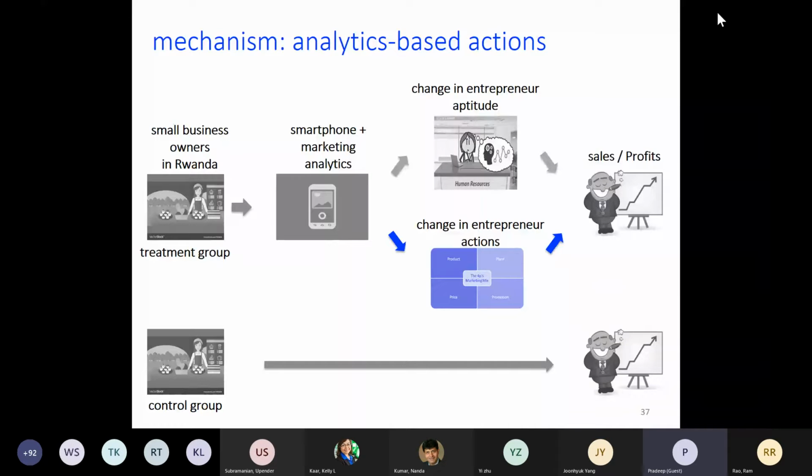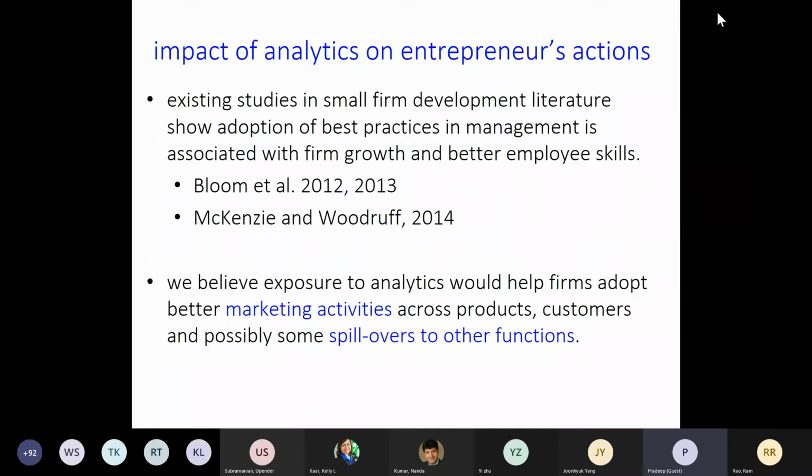Now, of course, that by itself is not enough, because unless that then gets translated into actions, it's not going to really help the entrepreneur a whole lot to just get smarter without actually using the smarts for the business. Okay, so the next thing we look at are the entrepreneur actions, and here also there is a fair bit of literature which seems to suggest that best practices are an important driver of growth. And so if we actually see the entrepreneur's actions improving, then it seems reasonable to believe that this must be a driver of the outcome of improved profits and sales.